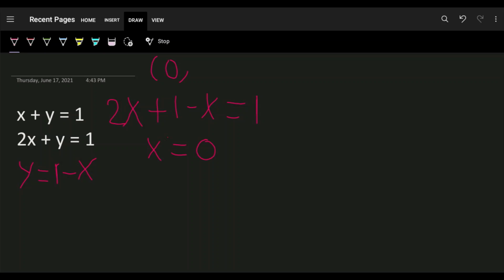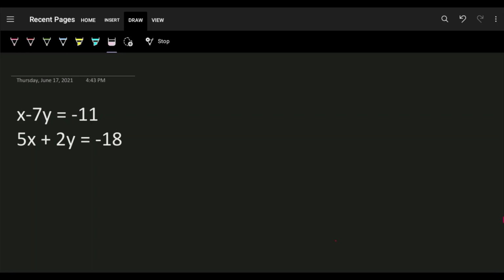Then we could also find the y-coordinate if we desire by plugging it back into the equation. It could be either equation since both of the equations are equal at this point. And we see that y equals 1. So this is one way to find the coordinate point for a system.